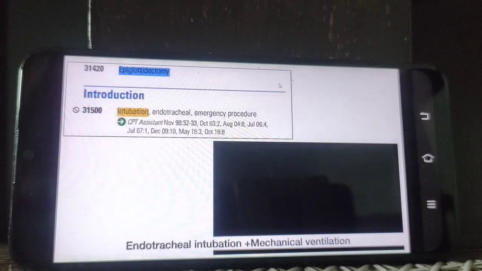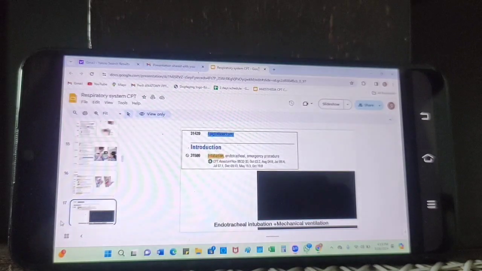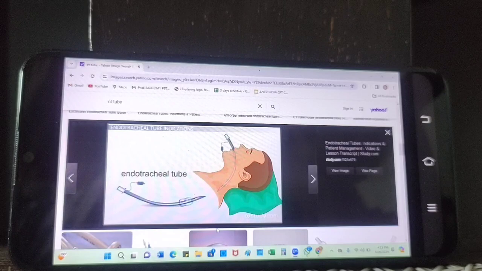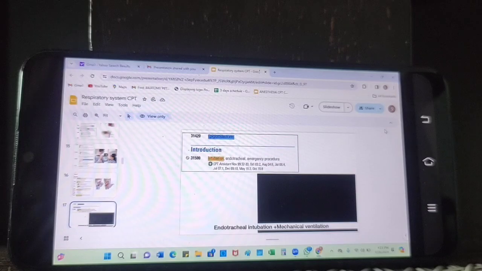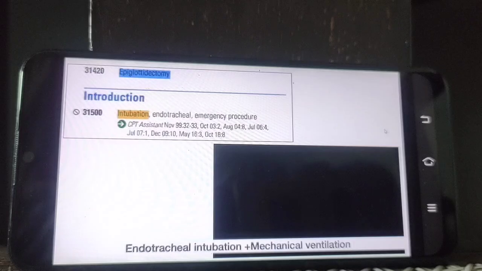One minute. Endotracheal intubation. That is called endotracheal intubation for temporary respiration. The doctor inserts a tube from the mouth to the trachea for temporary respiration. That is called endotracheal intubation. Now, for inserting endotracheal intubation for emergency purpose, go for 31500. Okay, first you have to understand the procedure.